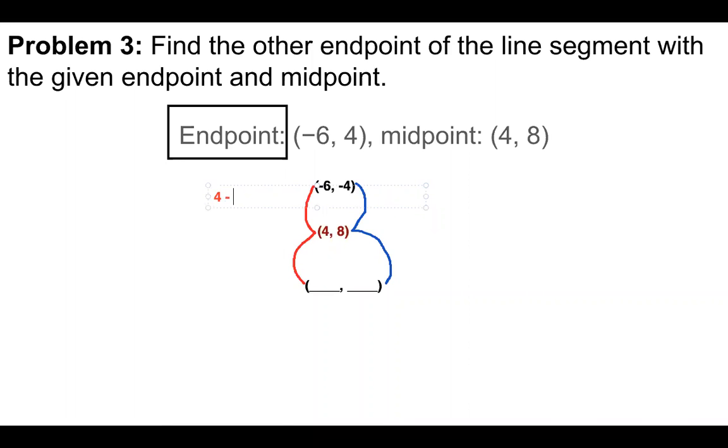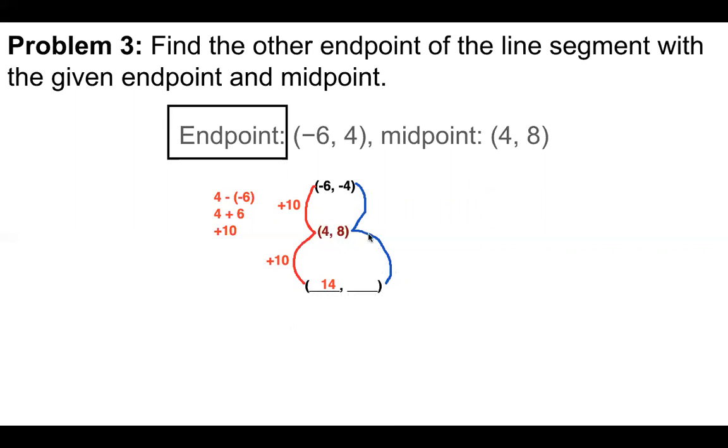4 minus -6. Two negatives make a positive. That's 4 plus 6, which is a positive 10. So we have positive 10, positive 10. So 4 plus 10 gives us 14.